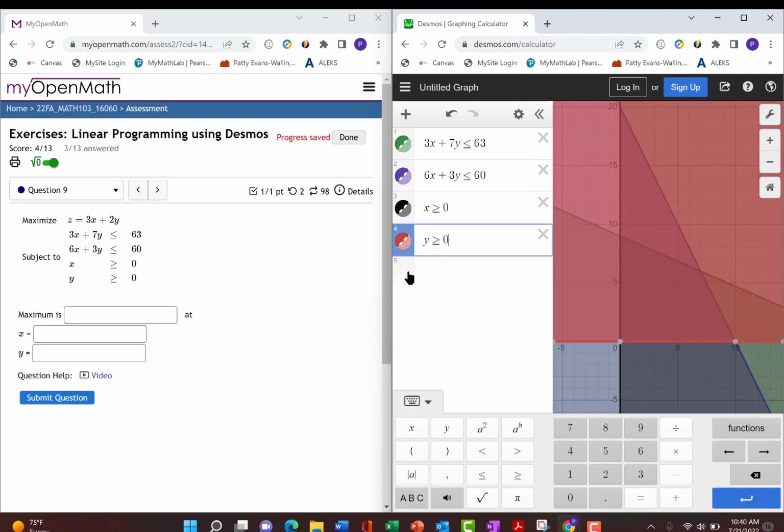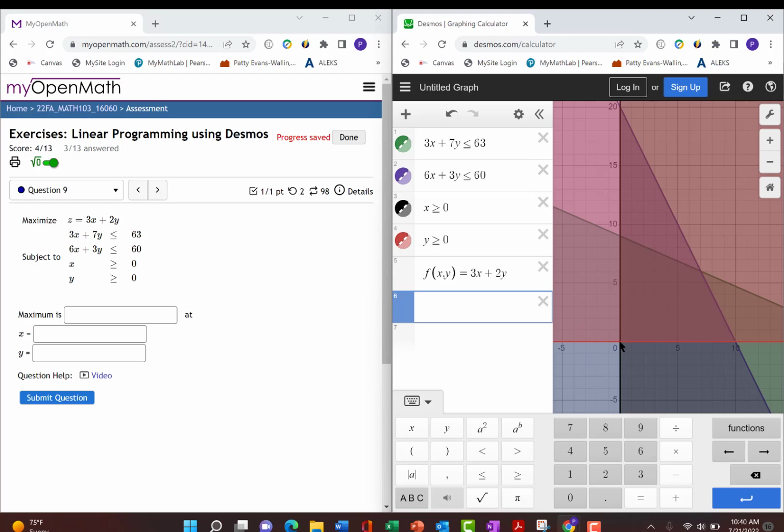The easiest way to do this in Desmos is to make a function called f, parenthesis x comma y parenthesis equals, that replaces the z, and then we put the 3x plus 2y on the right hand side of this function. So 3x plus 2y. What this lets us do is find the corner points.